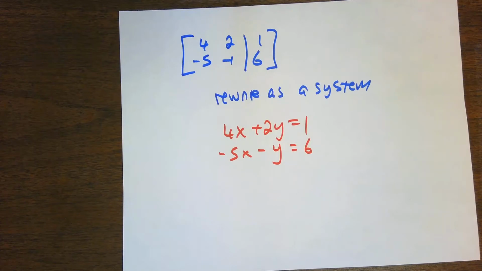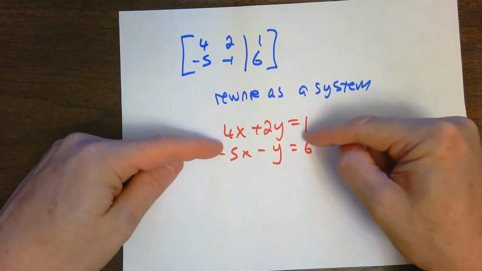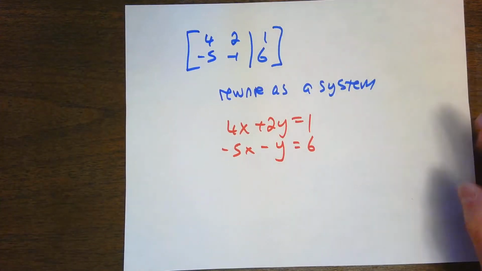So being able to rewrite between systems of equations and matrix form is kind of the first method, if you will, the first step in this, being able to rewrite these. Now, once we take the system and rewrite it in a matrix form, we have to use what's called matrix row operations.